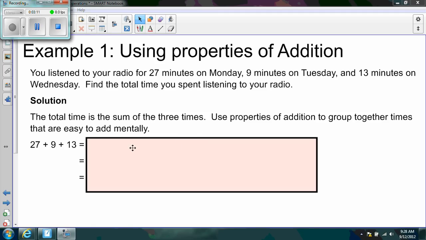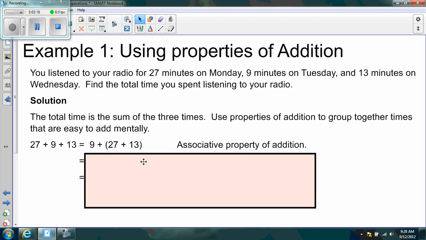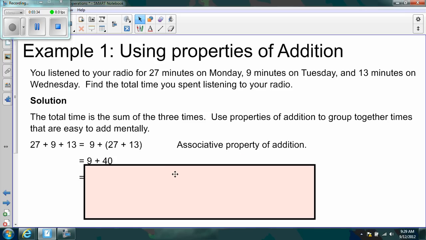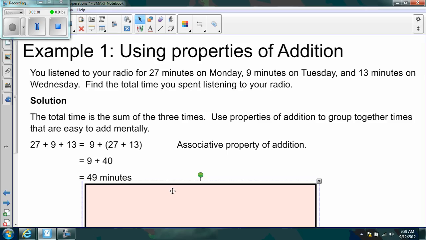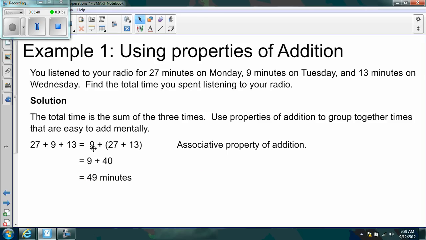So if you had 27 plus 9 plus 13, we can either change the grouping or the order. So in this case, we use the associative property. So 9 plus 27 plus 13, 27 and 13 are easy to add up because it's going to be an easy number, because 3 plus 7 is another 10, so you end up getting 40. So 9 plus 40 then equals 49 minutes. It's a lot easier to do that than add 9 to 27 and then add 13 to that.